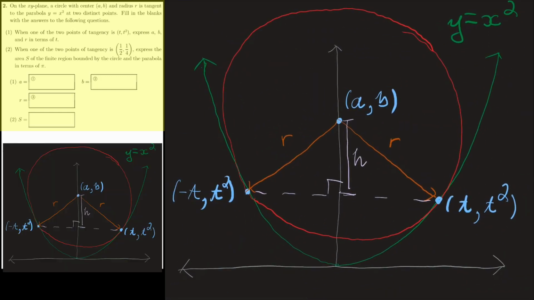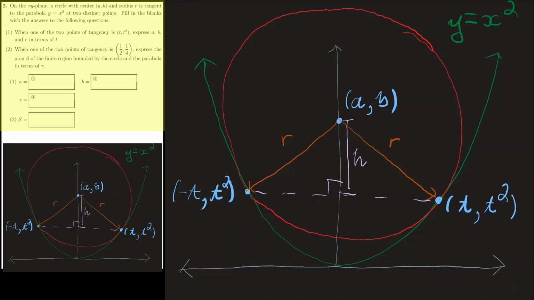So to start, I drew the parabola that's given in the question, y equals x squared, in green. I then drew the circle, which is tangent to the parabola at 2 distinct points, this one and this one. What that means is that there are 2 points where the circle just touches the parabola for a moment, and at those points, that part of the circle is parallel to the parabola.